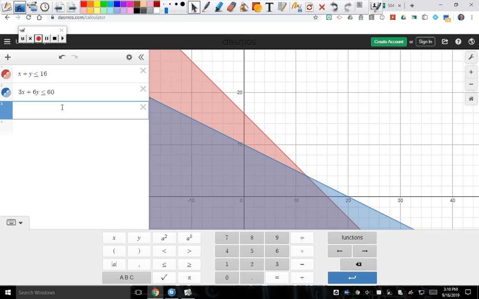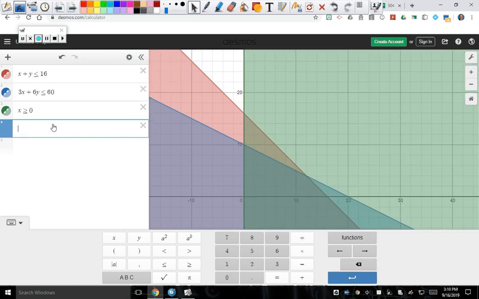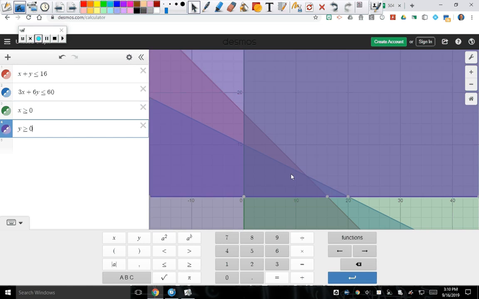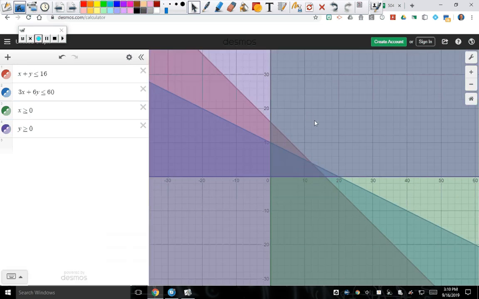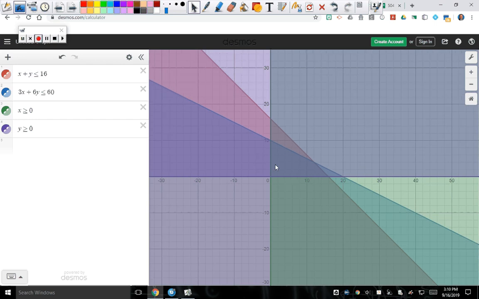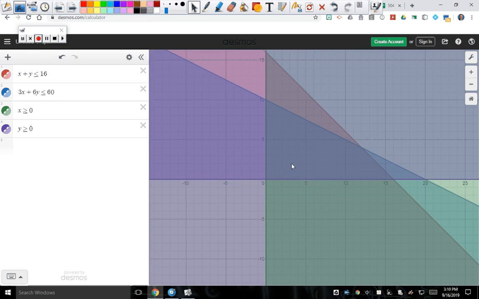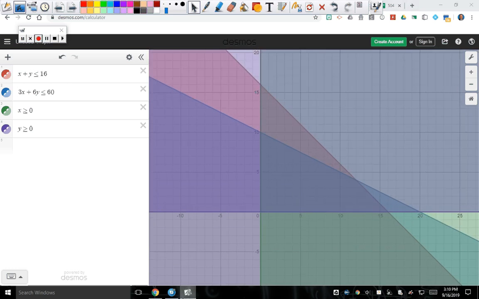Now we're going to do x is greater than or equal to 0, and y is greater than or equal to 0. And with all that, guys, I know it's a little bit difficult to see, but zooming in kind of helped a little bit as far as seeing where that shaded region lies. And what we're going to learn today is that our answer is the intersection of all those regions.